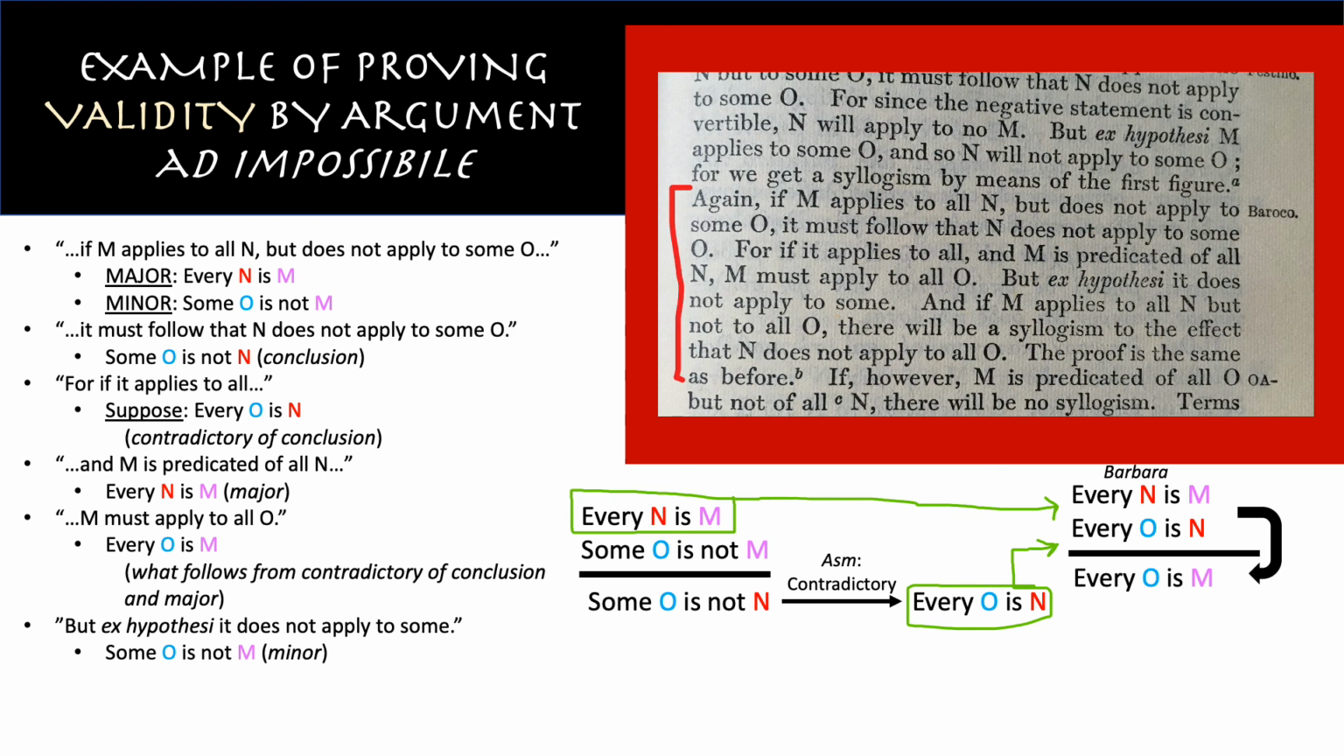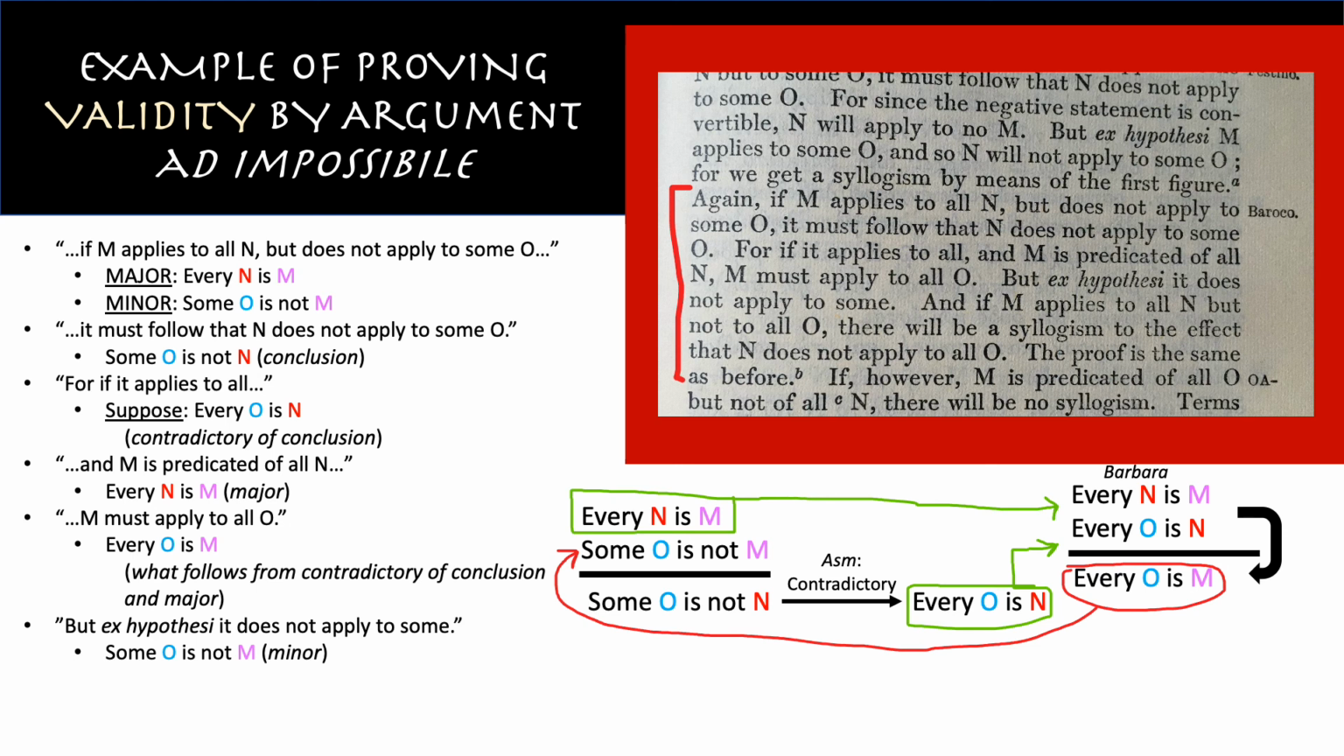But, ex hypothesi, it does not apply to some. In other words, some O is not M. Notice we've also seen this combination of terms in a particular negative proposition before. Aristotle here is just restating the minor premise from the two premises we're evaluating. What he's saying is that this minor premise is the contradictory opposite of the conclusion he's just drawn by means of the major premise and the contradictory opposite of the conclusion he's trying to draw.